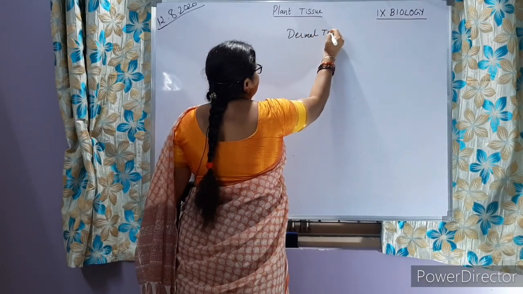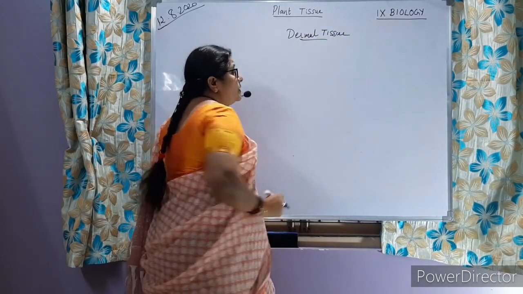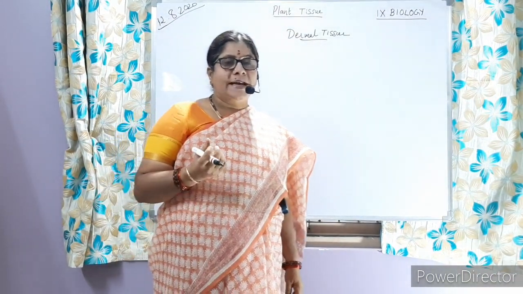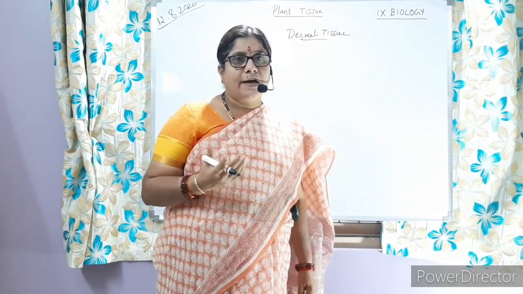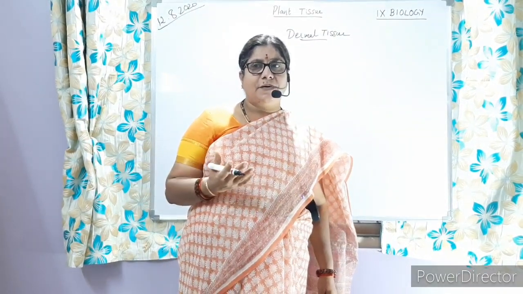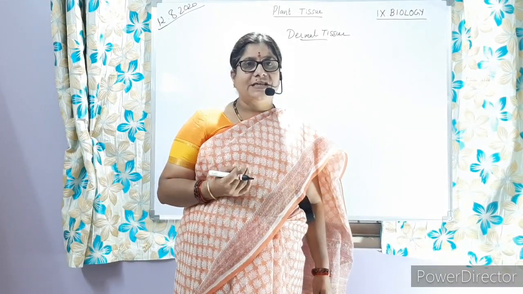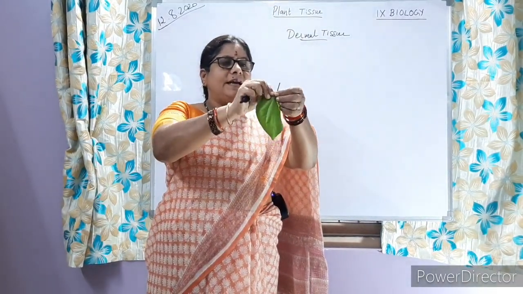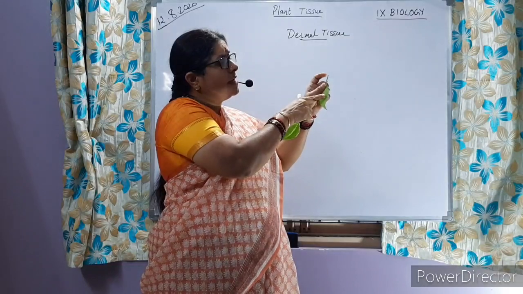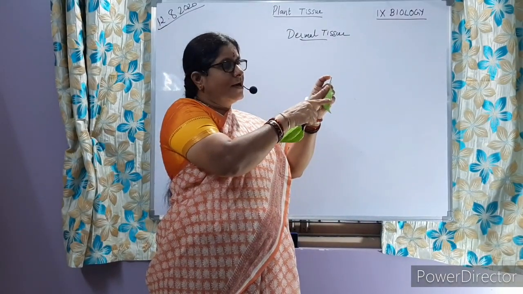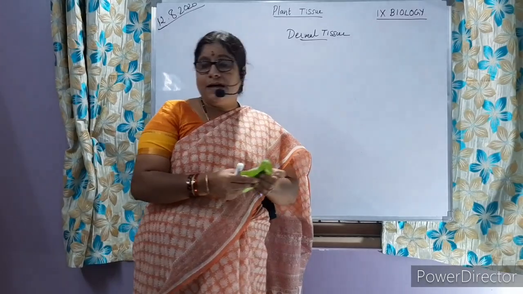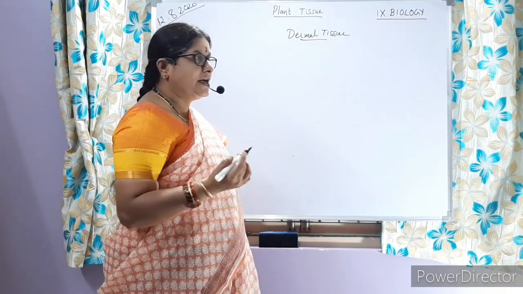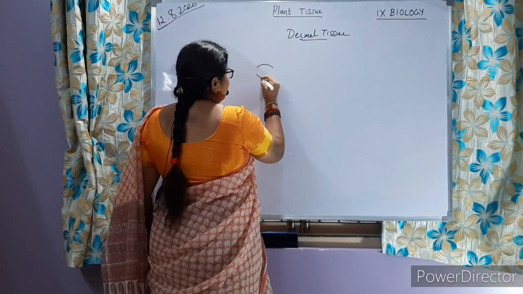Dermal tissue. To learn the structure and function of dermal tissue, let us do an activity. We can use a rio leaf or betel leaf. Betel leaf, you know it is called Tamalapaku in Telugu. We have to take it. So this is a betel leaf, and we have to tear it in one stroke. We can observe a transparent layer, and a piece of it we have to take, and if we observe it under the microscope we can see the cells arranged like this.